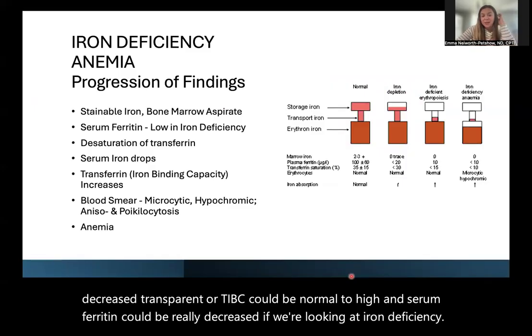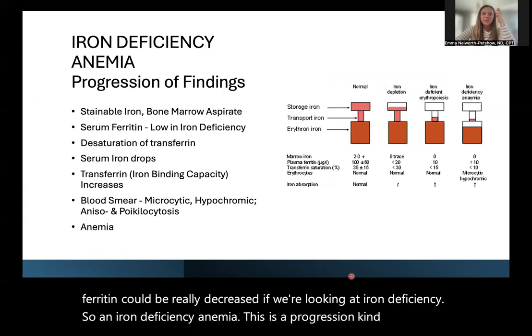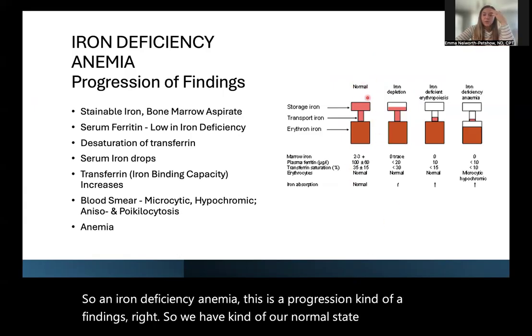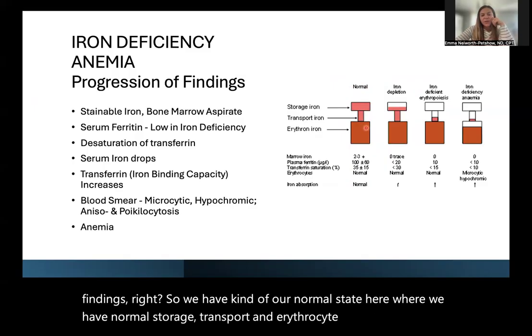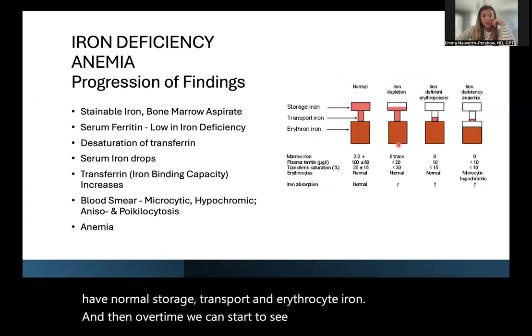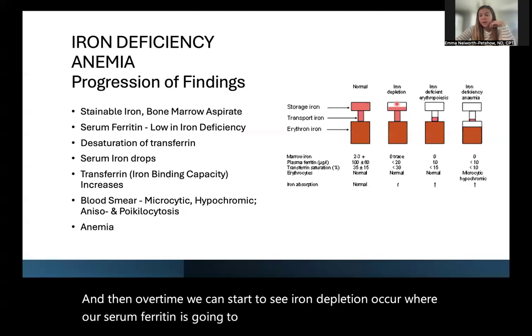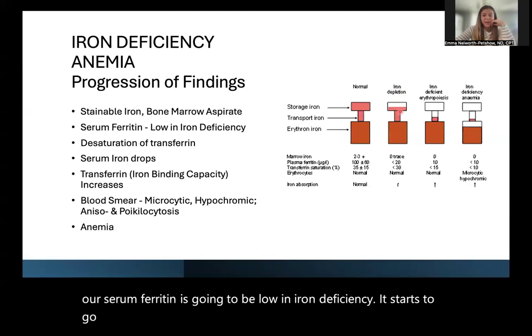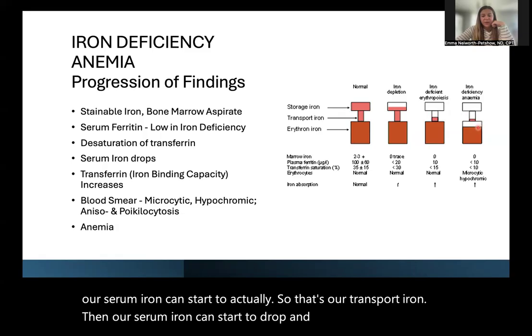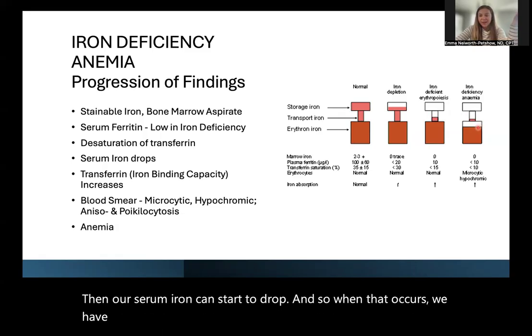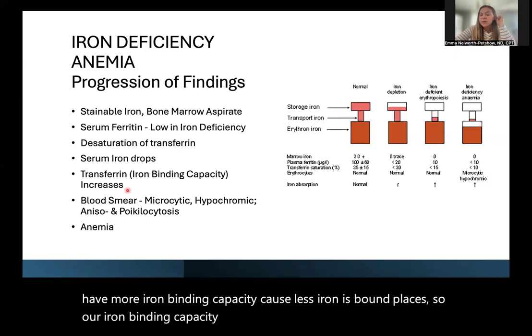So in iron deficiency anemia, this is a progression of findings, right? We have our normal state here where we have normal storage, transport, and erythrocyte iron. And then over time, we can start to see iron depletion occur, where our serum ferritin is going to be low in iron deficiency. It starts to go down, our storage iron, that then can desaturate transferrin. Then our serum iron, that's our transport iron, can start to drop. And when that occurs, we have more iron binding capacity because less iron is bound. So our iron binding capacity, TIBC, will increase.